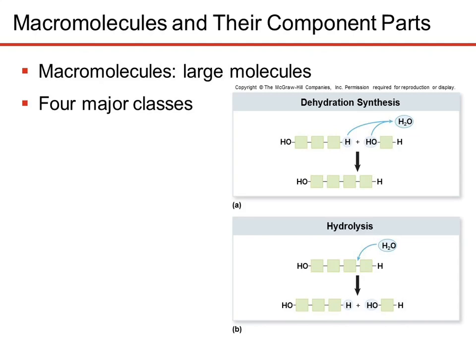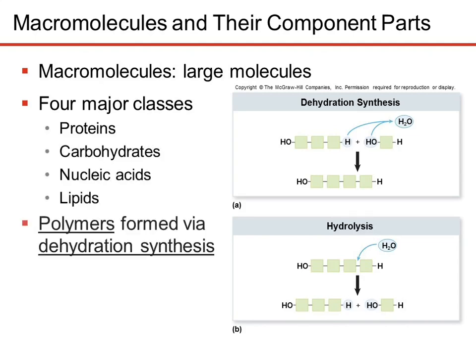So there are 4 major classes of macromolecules: proteins, carbohydrates, nucleic acids, and lipids. You guys just named all of those. Those are all polymers. They're formed via this dehydration synthesis type reaction. Every one of those involves a dehydration synthesis reaction. So every one of those, as subunits are being added, involves a reaction that looks like this. Okay, so just keep that in mind as we're going through and as you're thinking about this chapter.